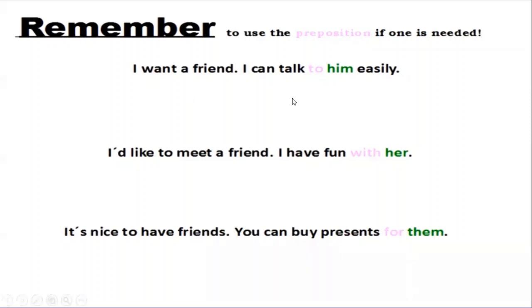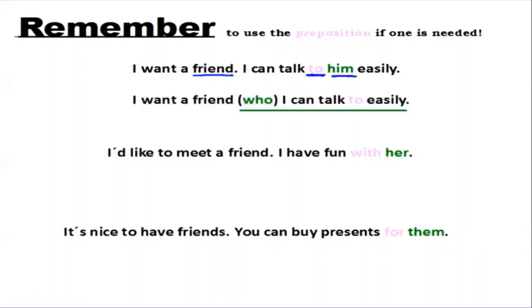Guys, can you try to put these two sentences together? I want a friend who I can talk to easily. Very good, miss. That's excellent. I want a friend who I can talk to easily. Now take a look. Is the preposition at the end of the sentence?